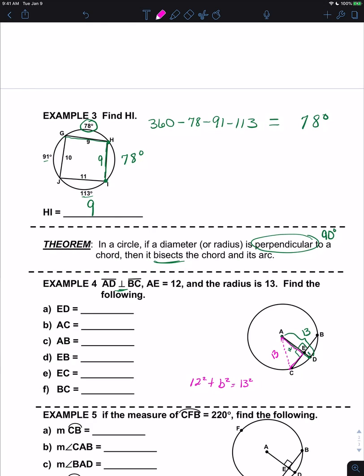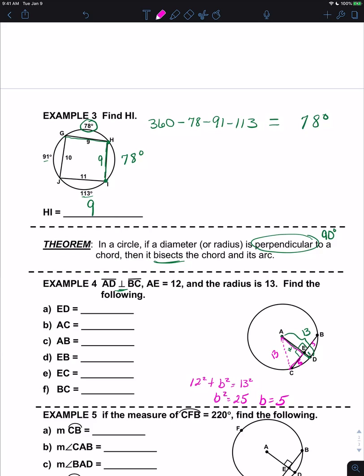So if we go to our calculators and we say 13 squared minus that 12 squared, so that means our B squared is equal to 25. And remember, we find the square root of that. So B is equal to 5, which means C to E then is 5. Well, remember, if it's a bisector, that A to D is a bisector, so E to B then is also 5.